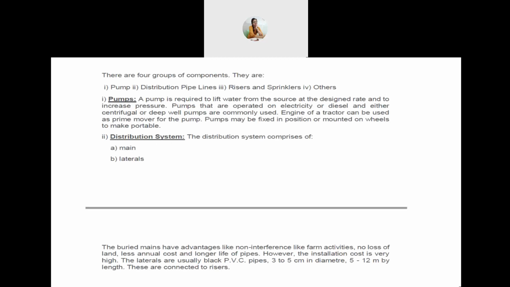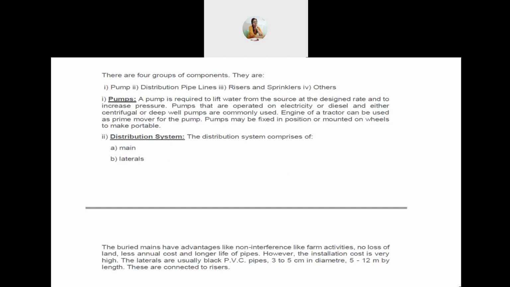Pumps. A pump is required to lift water from the source at the designed rate and to increase pressure. Pumps that are operated on electricity or diesel, and either centrifugal or deep well pumps, are commonly used. The engine of a tractor can be used as the prime mover for the pump. Pumps may be fixed in position or mounted on wheels to make them portable.